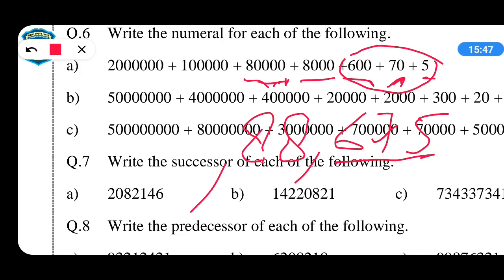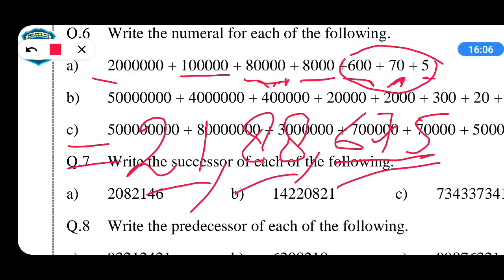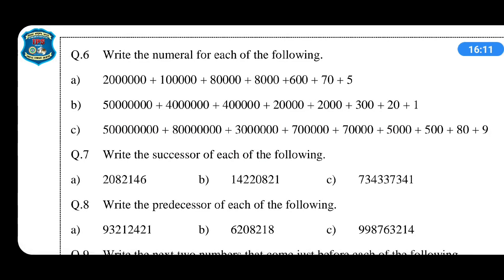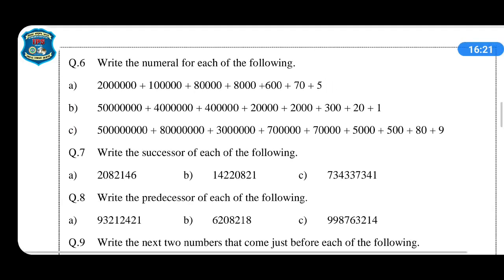The next is what? This is on lakh place and 2 is on 10 lakh place, so it is 21 lakh, right? So you will get the number, right? 21 lakh 88,675. So in this way you will get the numeral for each of the following. Got it? So you have to write the numeral for B and C. So just note down the question and write the numeral for each of the following.